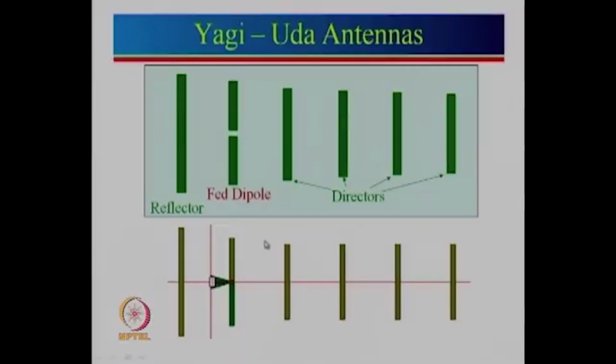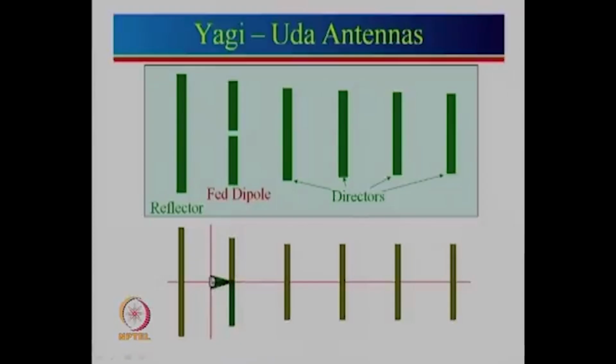Now here we have used a printed version of this Yagi-Uda antenna. Instead of using a fed dipole with two different feeds, we have used a printed dipole antenna. On one side of the substrate we have one half of the dipole, and on the other side of the substrate we print the other half of the dipole. So the total length is approximately lambda by 2. So this will be lambda by 4, this is lambda by 4, and this is a coaxial to microstrip transition.